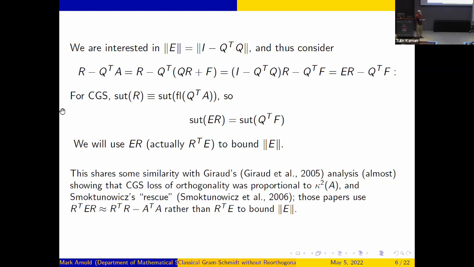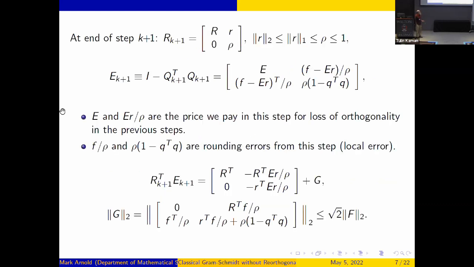But these results, like I said here, were a long time coming. Okay, so here's the brief outline of the proof. After that k plus first step, I didn't want to put all the subscripts, but this is R sub k, and this is little r sub k, and this is rho sub k. And here's our hypothesis then, that the one norm of R is less than or equal to rho.